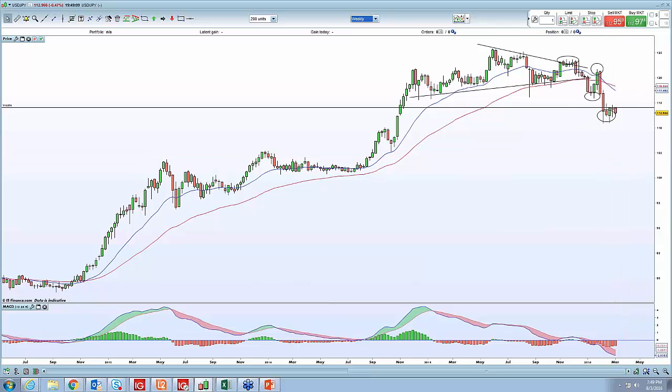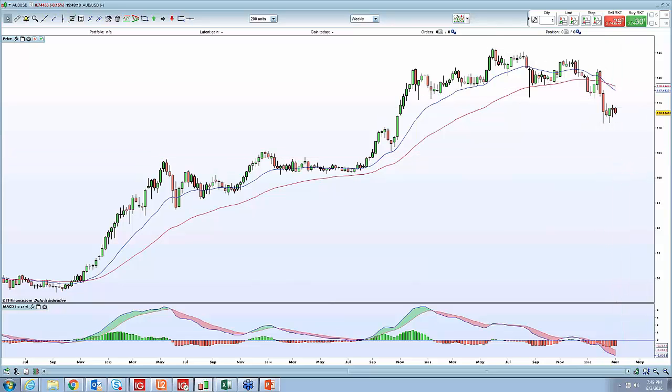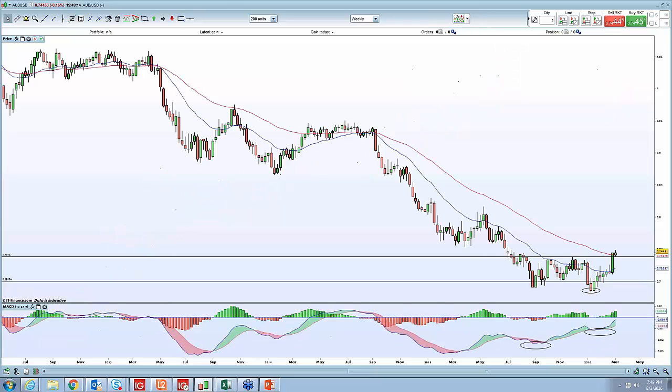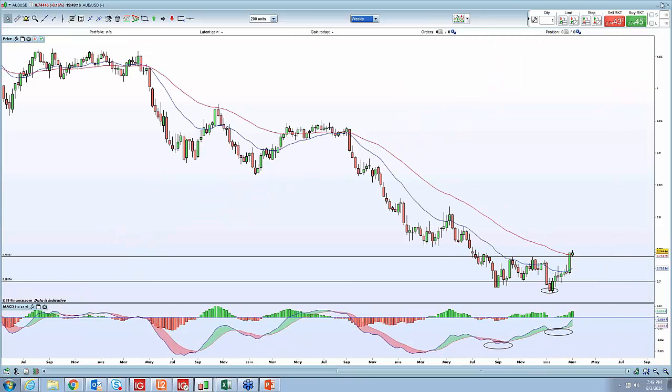Aussie dollar, yes. Aussie dollar has been quite a star performer for the past few weeks, hasn't it? If you look at Aussie dollar, this is the weekly chart.